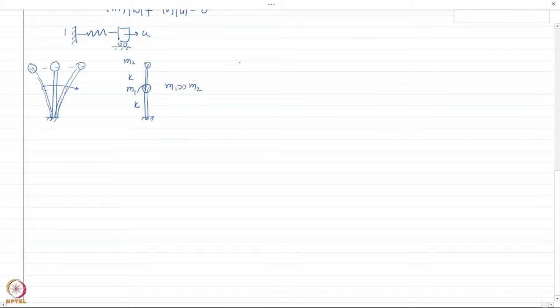In the second case, let us consider a different representation. Again, in this case I have M1 and M2, and M1 is much smaller than M2 here. And in the third case, I'm going to consider M1 and M2 which are comparable to each other.